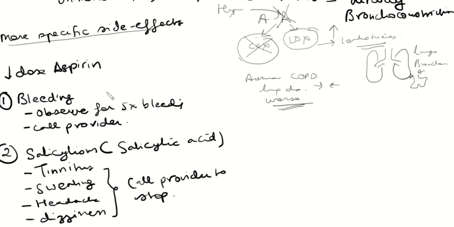Now let's talk about some specific side effects. So let's talk about low dose aspirin. Okay? So again, we talked about bleeding. We observe for bleeding, especially GI, and we call the physician. Can they have some dyspepsia, GERD? Absolutely. Peptic ulcer disease, these are all things we watch out for.